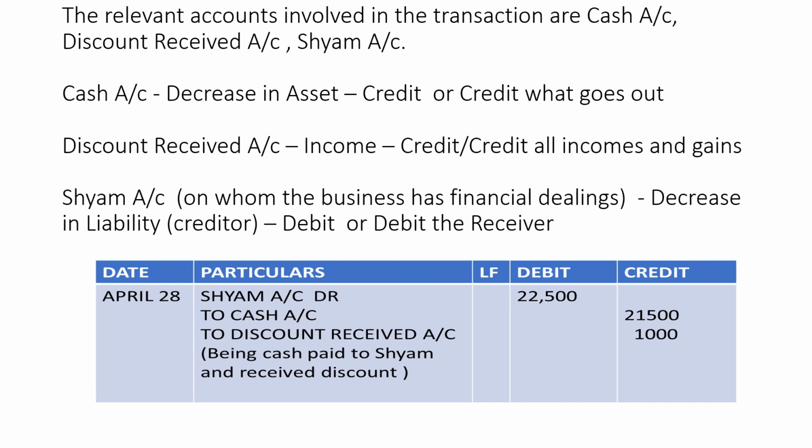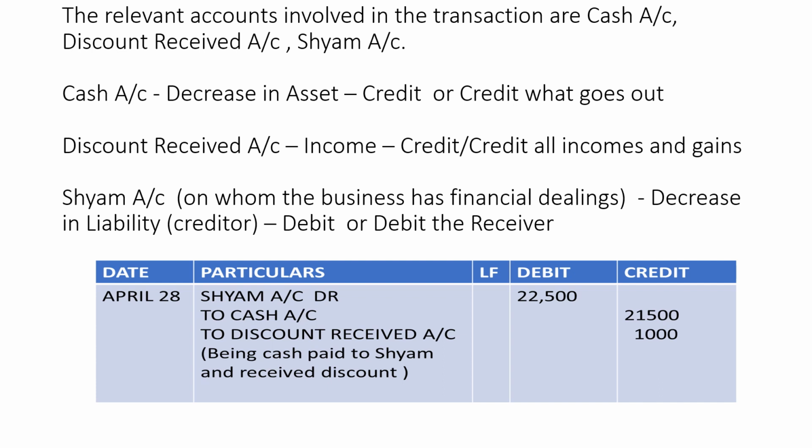And with regard to discount received, the word received means an income or a revenue. The rule says that whenever business receives any income or any benefit or any receivables, it should be credited, or we may use again the terminology credit all incomes and gains. So it is a discount received by the business.